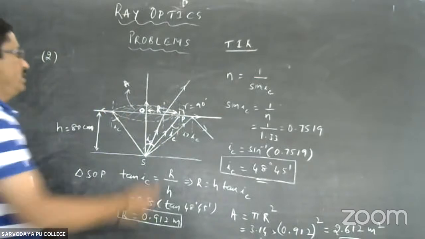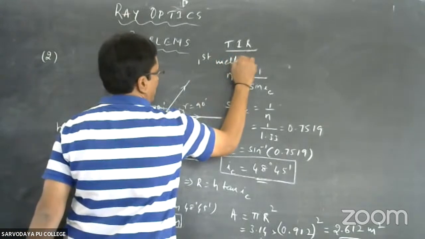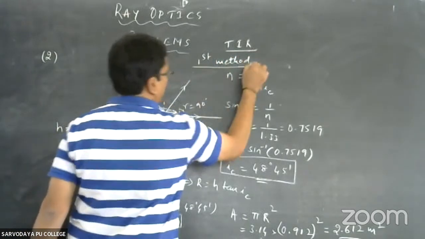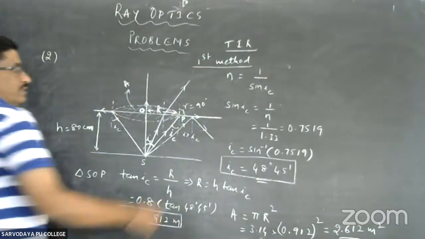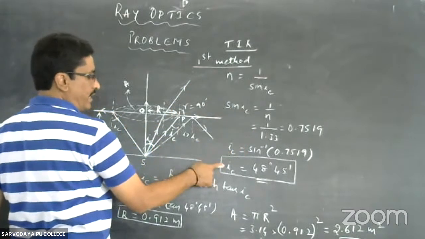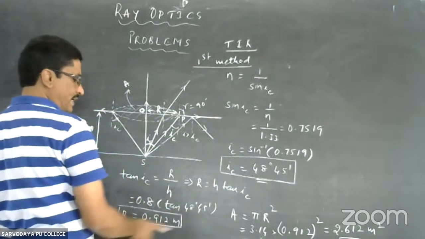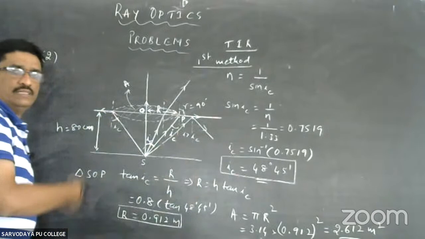This is the first method that you can adopt for finding it out. In fact, sometimes they ask you to calculate the critical angle and then the area or the radius. In that case, you have to go through these steps only.